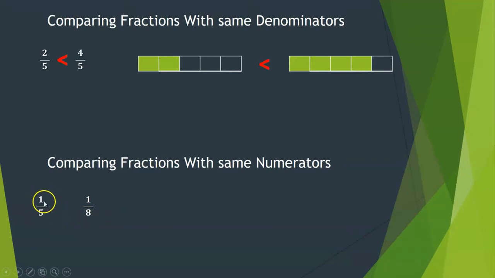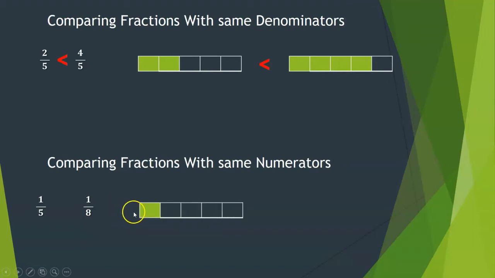If you have one chocolate and you want to share it among 5, and you have one chocolate and you want to share it among 8, so what do you think? Which one will get the biggest part? Of course, when you share it among 5, the part will be bigger than if you share it among 8. So 1/5 or 1 divided by 5 is greater than 1 divided by 8.